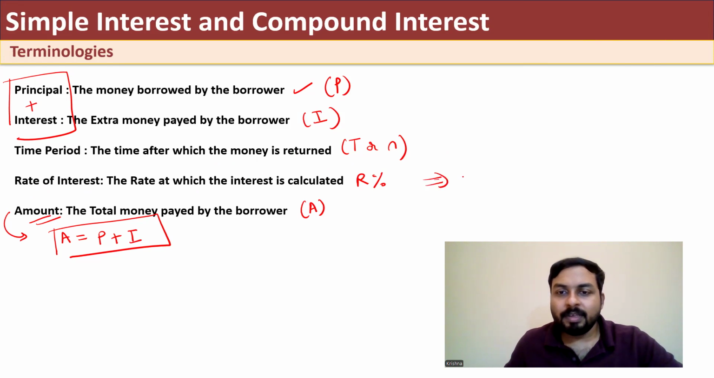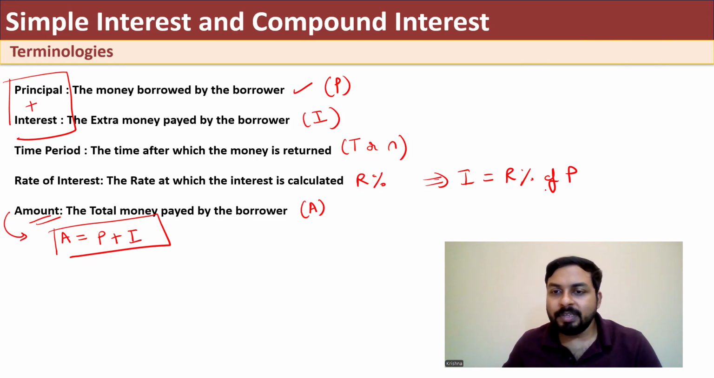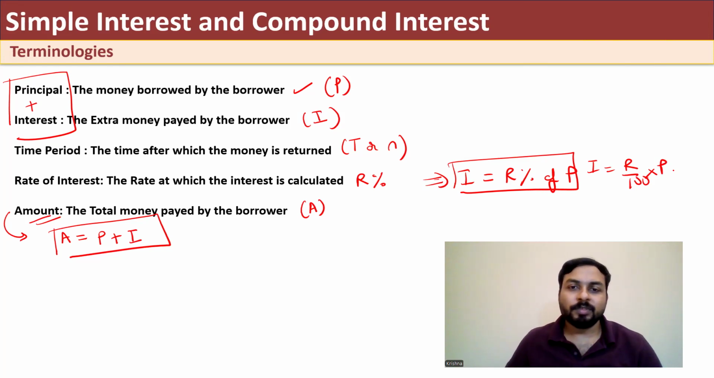So that means interest is equal to R percent of P. And in percentages chapter, when I say of, it actually means multiplication, right? So can I say that I is equal to R by 100 into P? So two formulas here. One is that amount is equal to principal plus interest. And second formula is that interest is equal to R percentage of P, or R by 100 into P.